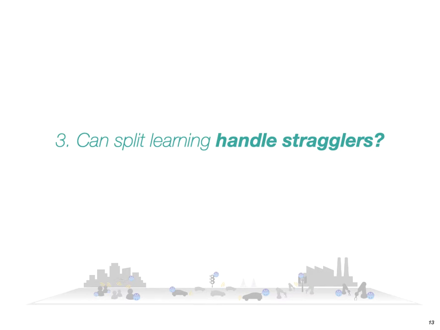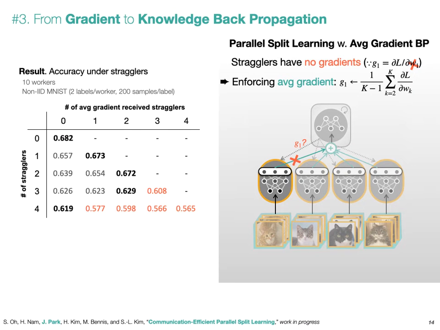Finally, the last question: can split learning handle and mitigate stragglers? To answer this question, let's suppose a straggler whose wireless transmission failed. In split learning, this means that the weak connection between the straggling worker and the server is dropped. Therefore, the server cannot even calculate the gradient for the straggler.